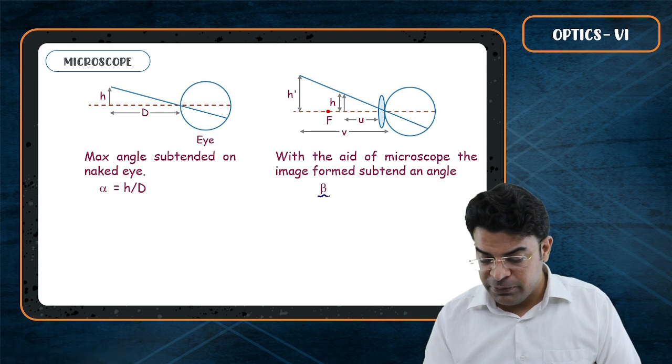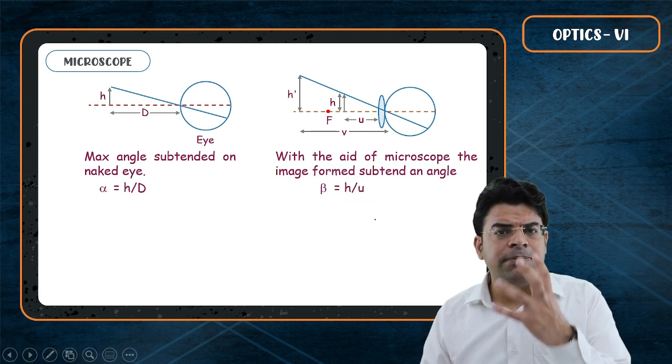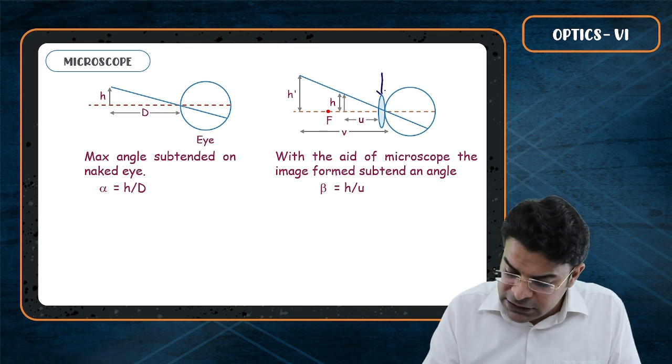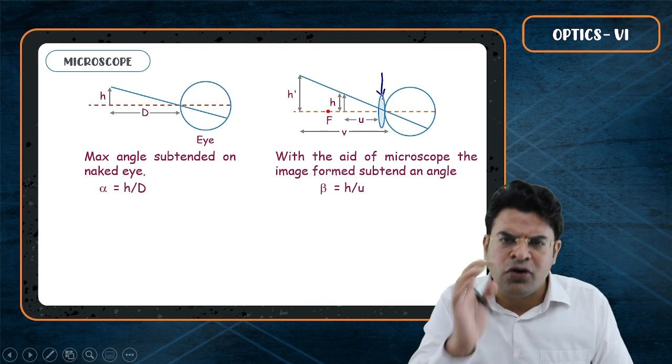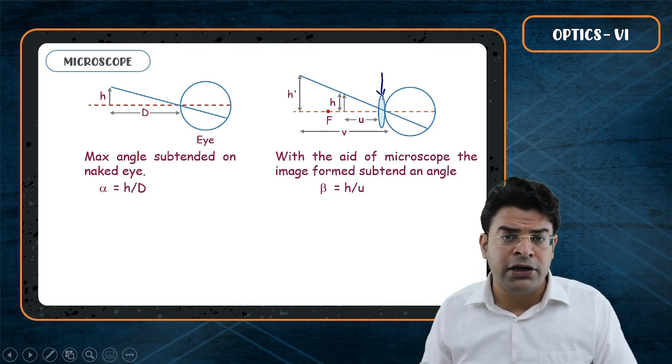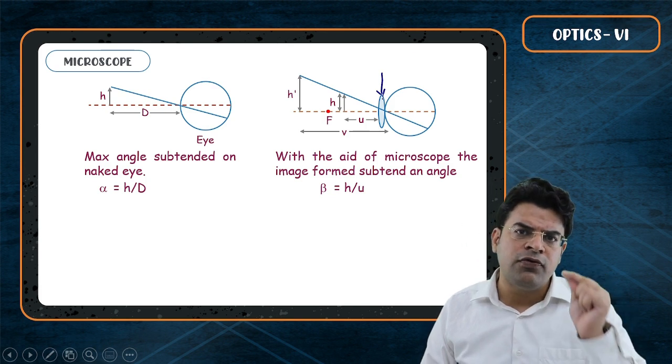So you will say that beta equals h by u. Now what is the magnification done by this particular simple microscope, which is nothing but a convex lens? What is the magnification done by it? You need to understand the meaning of magnification when we are talking in terms of optical instruments.